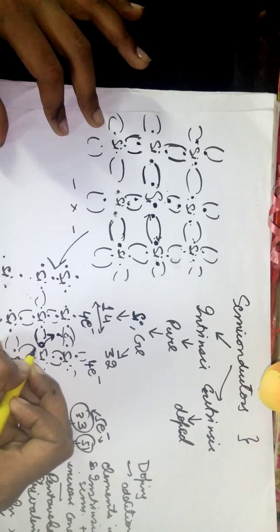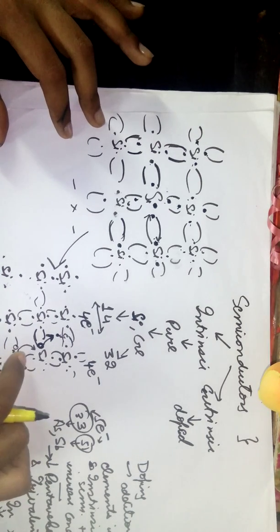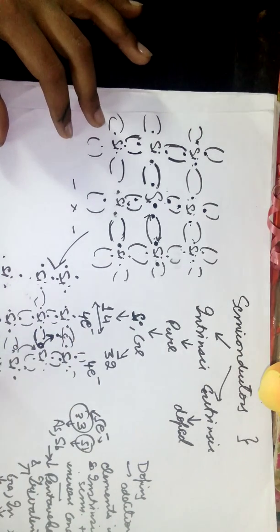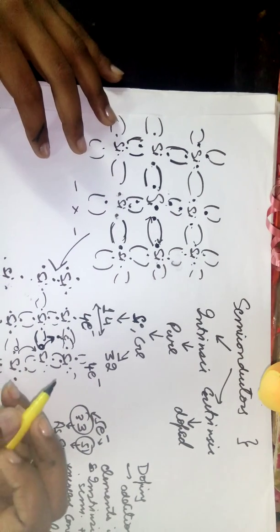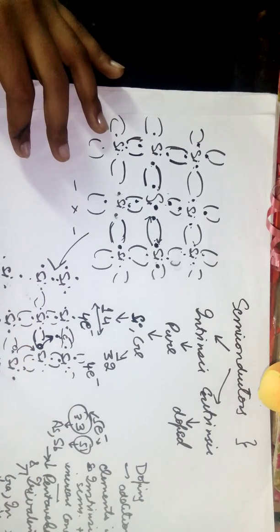Now this electron will move here and another hole will be created at this position. So you can see that as an electron moves from one place to another, a hole is created in that place. Therefore the movement of electrons is in one direction and the movement of holes is in the opposite direction. The electron is negatively charged. Therefore the position where the hole is created is positively charged.